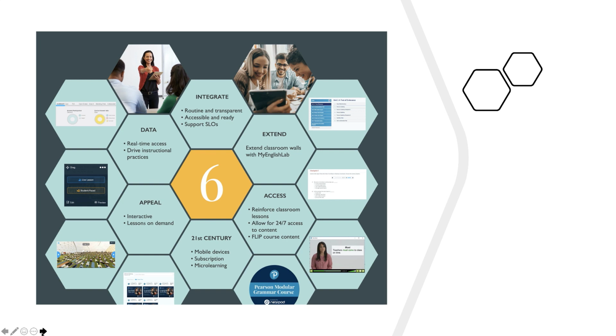I want to appeal to my learners, and I know that appealing to them is about interactivity. It's about collaboration. It might be about giving them lessons on demand. So if I see that a student is struggling with a certain structure, I might need to go out and find some resources to share with the student.